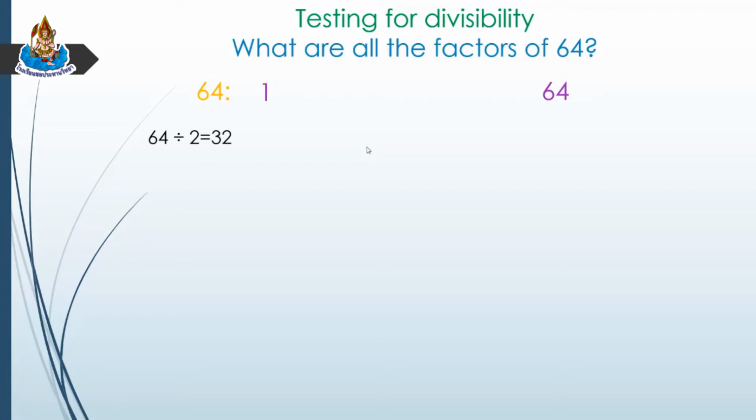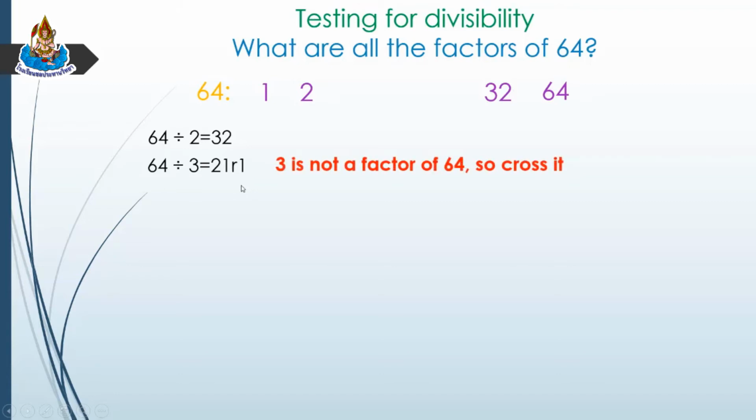64 divided by 2 is 32. So both 2 and 32 are factors of 64. Next, 3. No, we cannot divide 64 exactly by 3 without leaving any remainder. So 3 is not a factor of 64, so let's cross it.